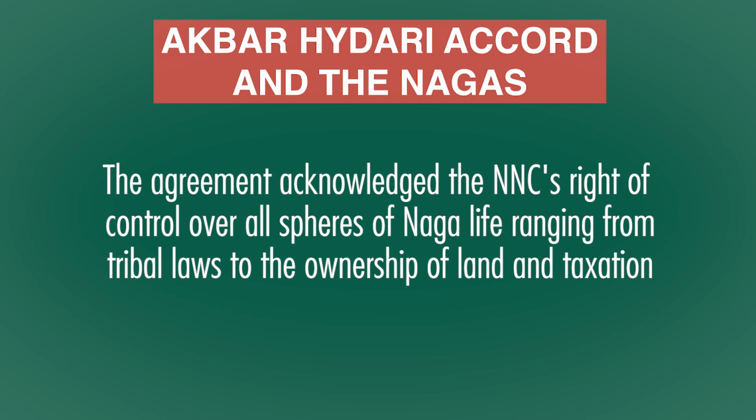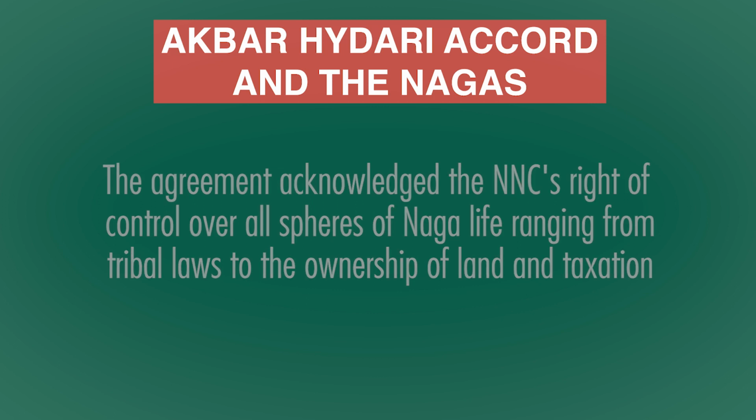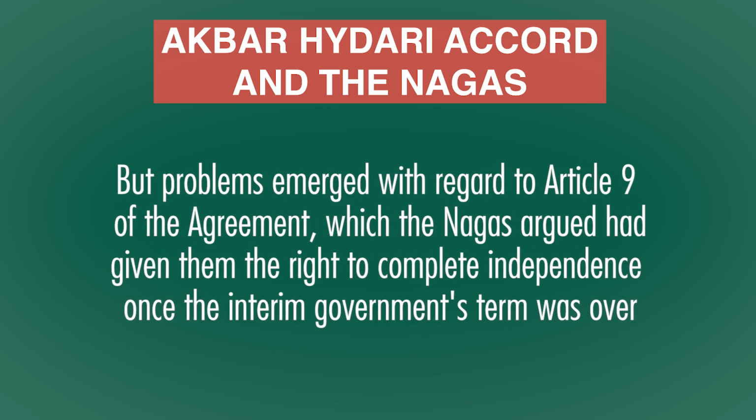An agreement was signed which was called the 9-point agreement between Akbar Hydari and the Naga leadership over a number of issues ranging from tribal laws to ownership of the Nagas on land and taxation. However, problem emerged with Article 9 of the agreement, which the Nagas argued had given them the right to complete independence once the interim government's term was over.